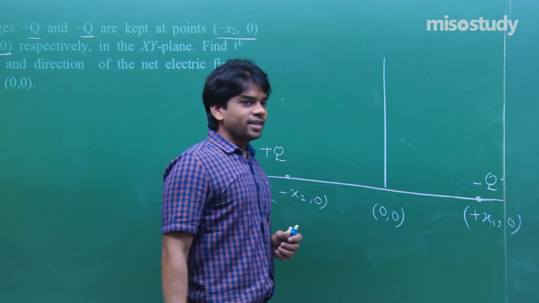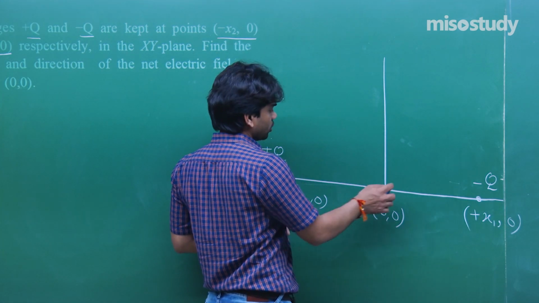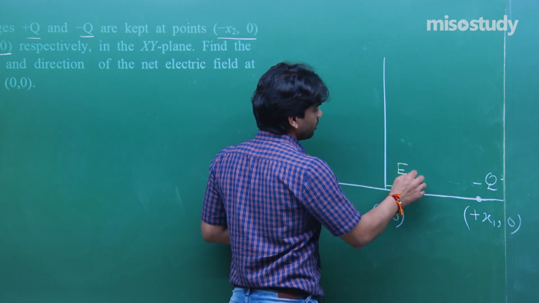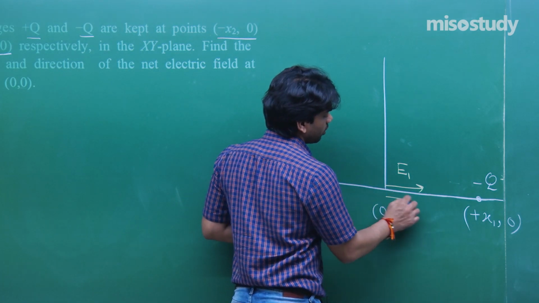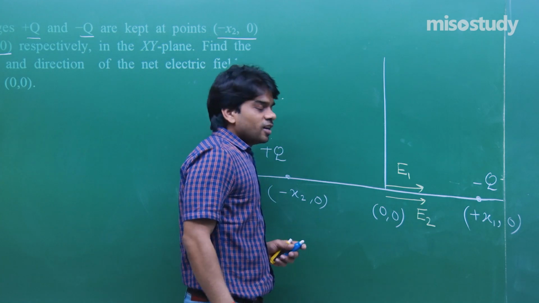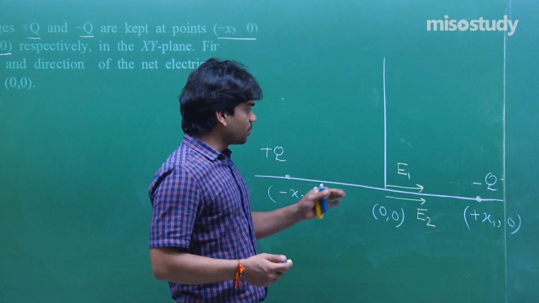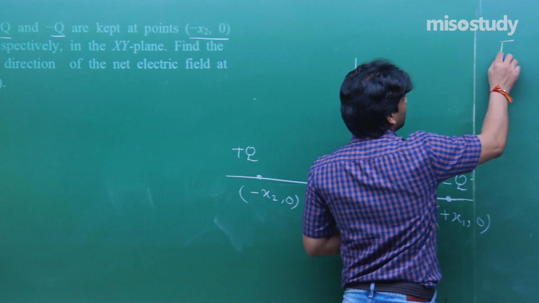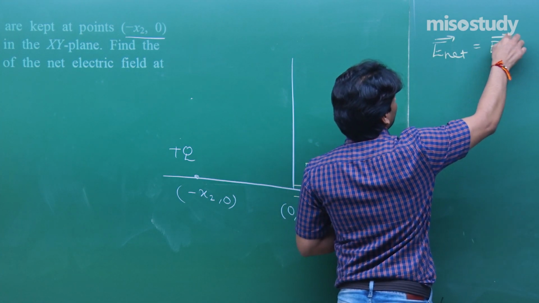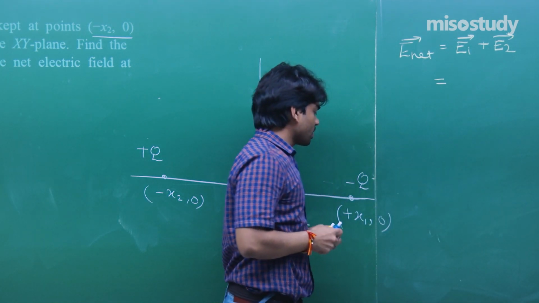Now you see the field lines, electric field due to these two. It will be directed for plus Q charge along this sense, E1 I am mentioning, and due to minus Q charge again it will be along this sense, E2. Both are along the same direction, so simply you have to add them. E net will be equal to E1 plus E2, simply add them.